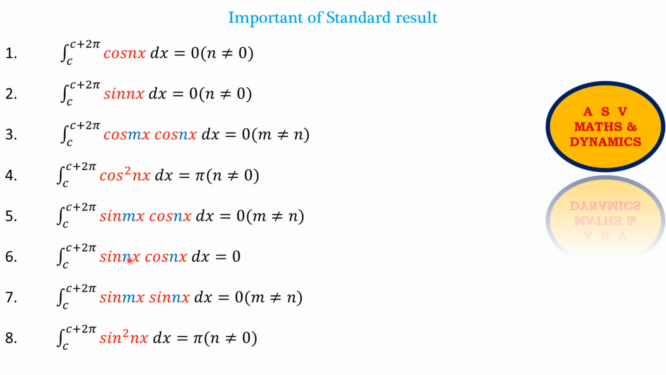Here sin nx cos nx. Here you see the functions are different, but here n, it is 0. The sine function is the same, but the variables are different, m and n. So here it is 0. Sin squared nx dx equals pi. The standard results you have to keep in your mind. When you need, you can apply them directly.